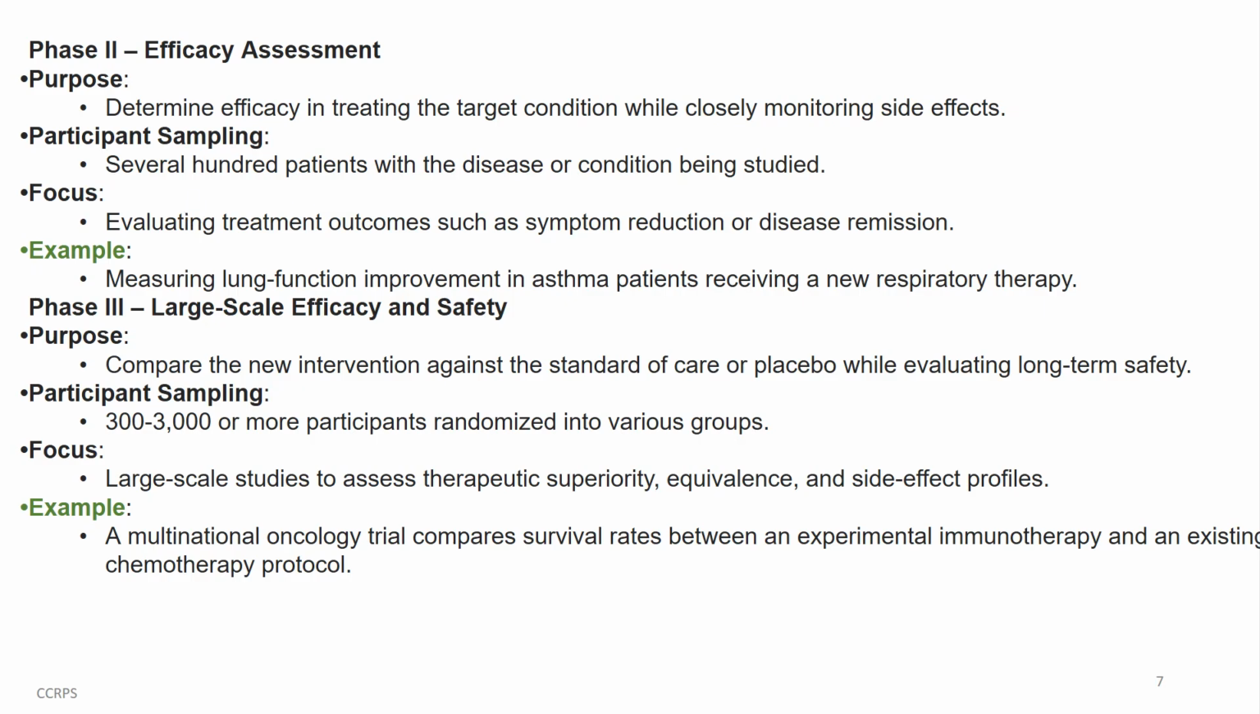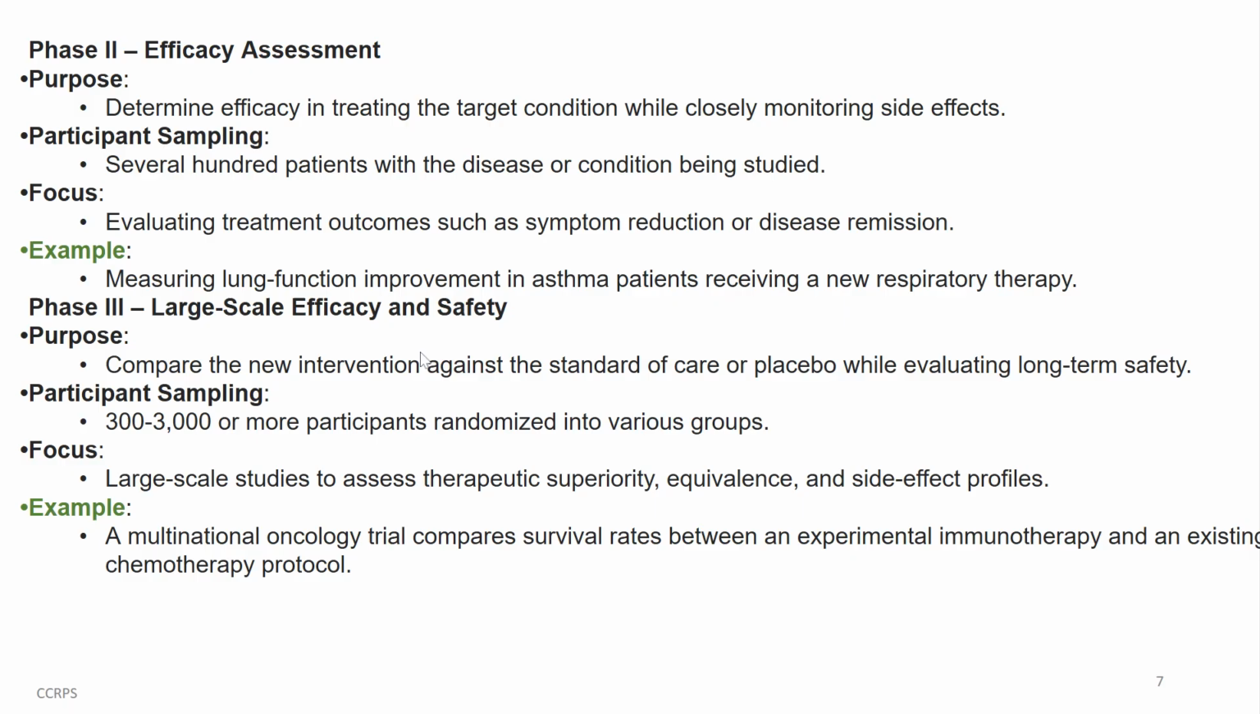Participant sampling: several hundred, so bigger. The more advanced the phase we go to, the bigger the sample will be compared to the prior phase. So several hundred patients with the disease or condition being studied, diagnosed with a disease that is targeted through the study medication or the investigational product. Focus: evaluating treatment outcomes such as symptom reduction or disease remission. Example, measuring lung function improvement in asthma patients receiving a new respiratory therapy.